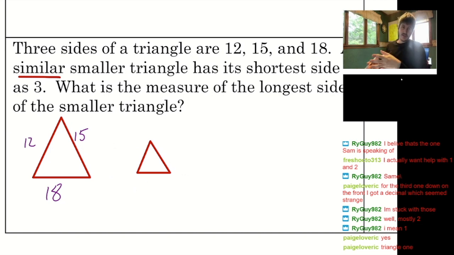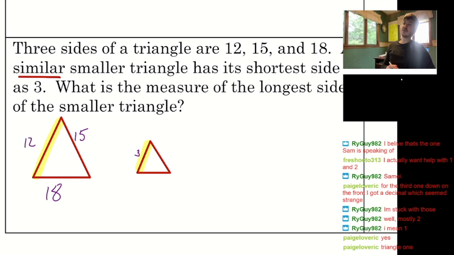So I want to write it so that they are corresponding to each other. So if you look right here, the shortest side of the big triangle is 12. That means the 3 must correspond with that 12. It cannot correspond with the 15 and 18. So I would put the 3 here because, assuming I haven't done any rotations or reflections, these two sides are the ones that are corresponding to each other.